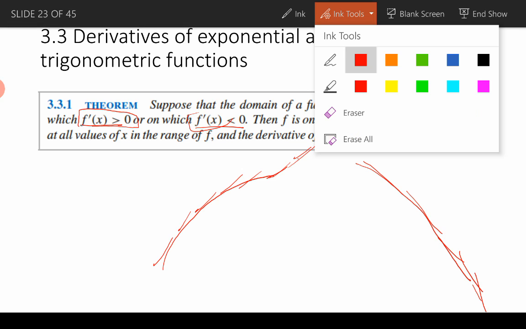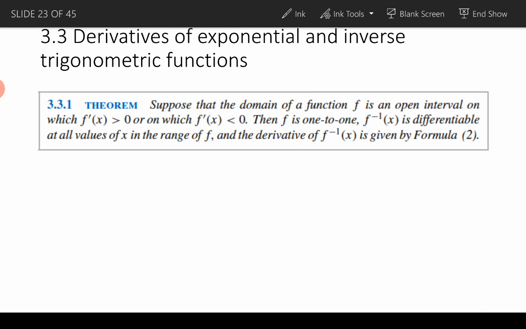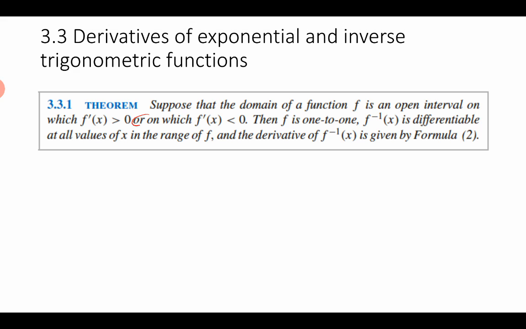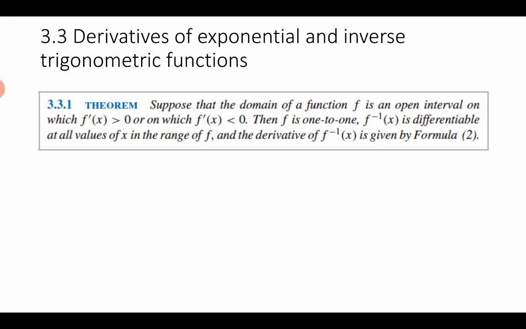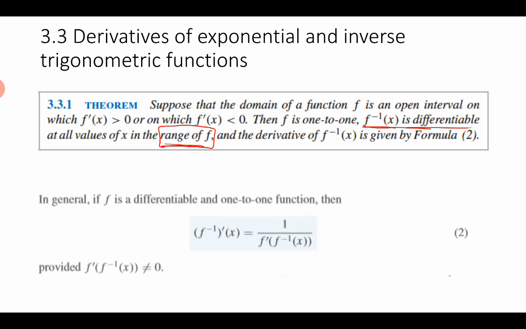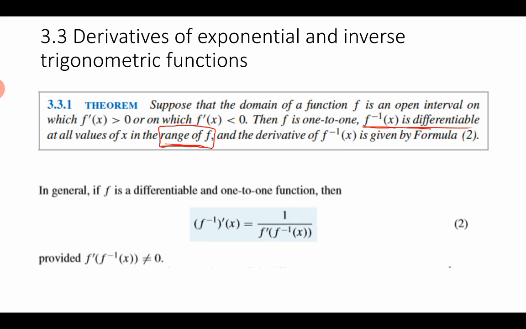So when the slope is positive, it is increasing; when the slope is negative, it is decreasing. So it should be either an increasing or a decreasing function. Then we can say it is one-to-one. But if the function increases and after some point it decreases, then it's not one-to-one. If the function is one-to-one, it means an inverse is possible, and f prime of x is differentiable in the range of f. The range of f will be the domain of f inverse. So the formula for the derivative is given by this one.